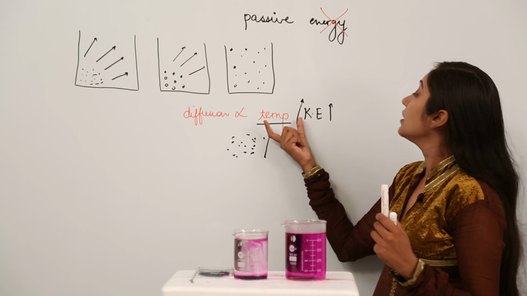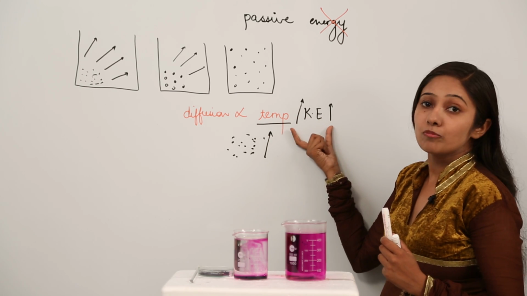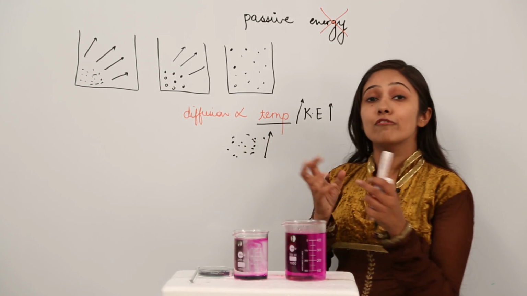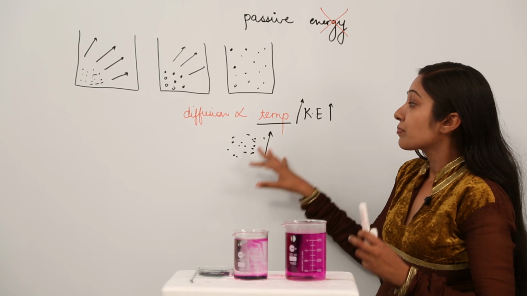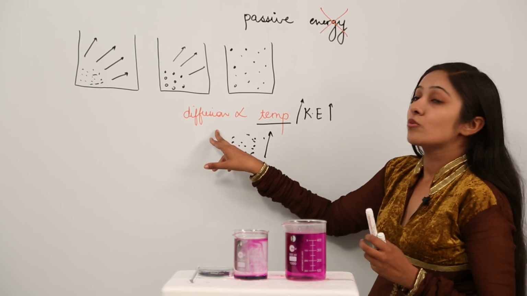So I hope now this is very clear to you that diffusion is directly proportional to temperature, because as we increase the temperature, this is going to increase the kinetic energy of the molecules, meaning the molecules are going to be faster in movement. When they move fast, the diffusion rate is going to be higher.